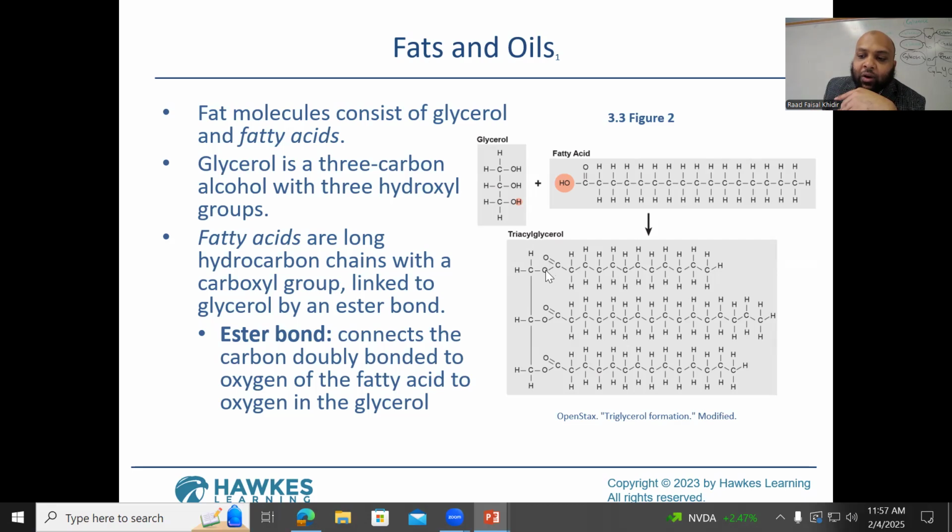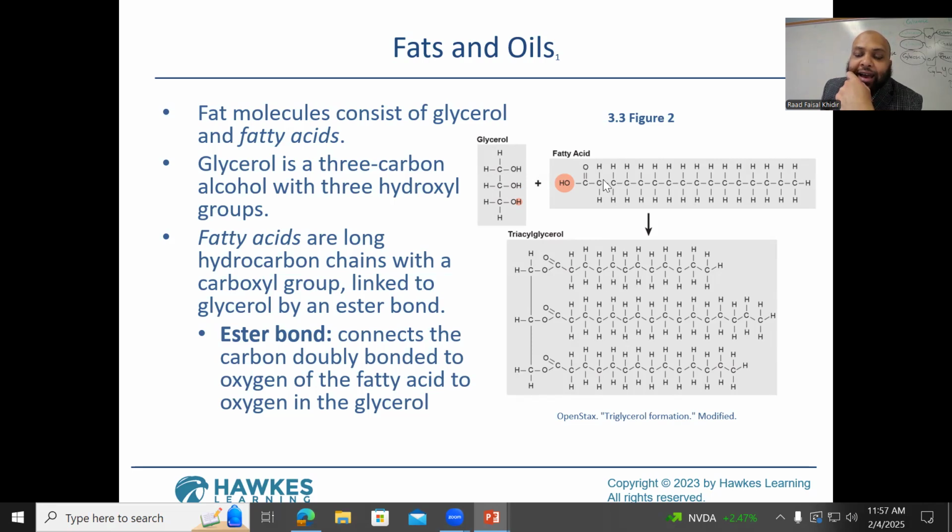Oxygen in the middle of 2 carbons. So please remember that. I make my lipids based on 2 components. A glycerol. How many carbons does glycerol have? 3. 1, 2, 3. Excellent.